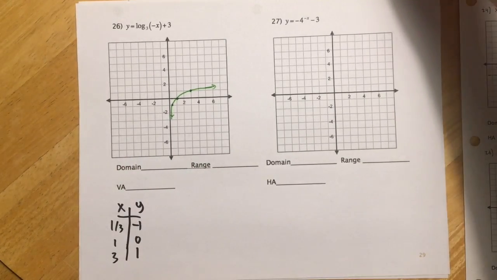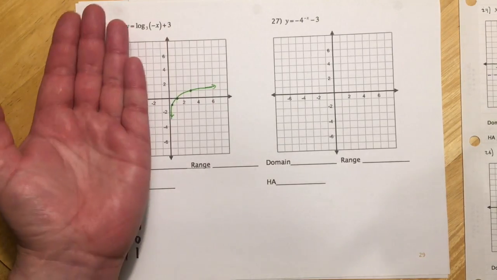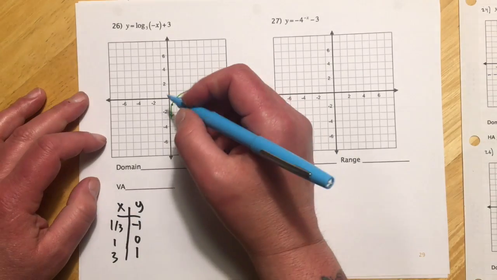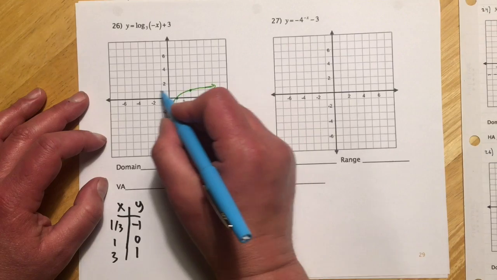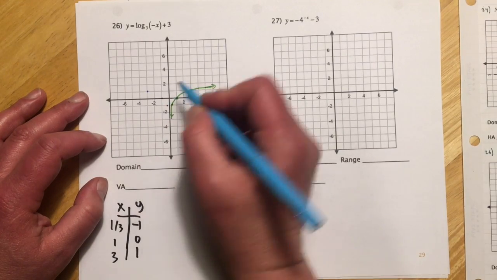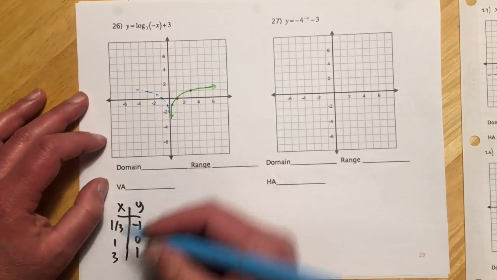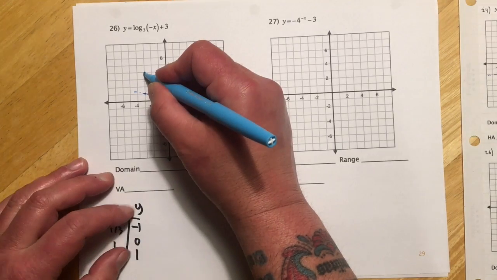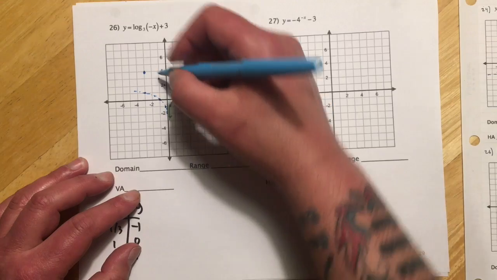And then this one is going to be up 3, and that has a negative on the inside, so it's going to reflect across this way. So that would be right here, here, and here. And I'll just take that and shift it all up 3. So take this point up 3, this point up 3, and that point up 3.